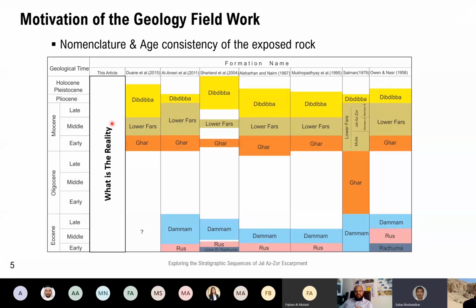And just a question to answer here at the beginning of this presentation: what is the reality based on age dating results? We will see by the end of the presentation, hopefully with some highlights on what we think this looks like.